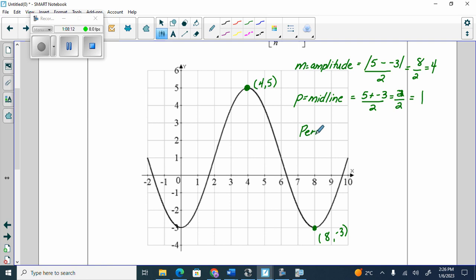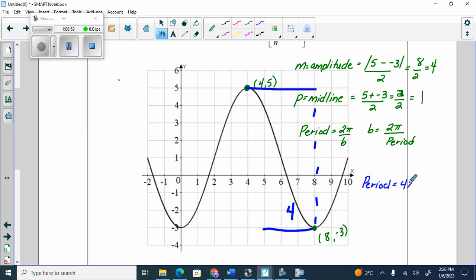And then the period equals 2 pi over b. But we want b, not the period. So it's 2 pi over the period. Now, what is the period? Well, they gave us the distance from the max to the min, right here. Min to the max is a distance of 4. Remember, a max to a max is a period, a min to a min is a period, a max to a min is half of a period. So we know the period equals 4 times 2, which is 8. So we're going to get 2 pi over 8, which equals pi over 4.